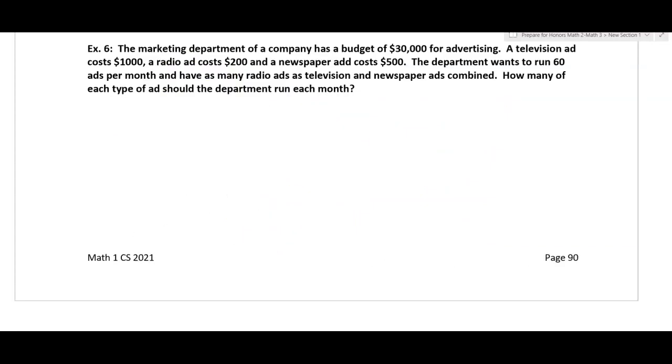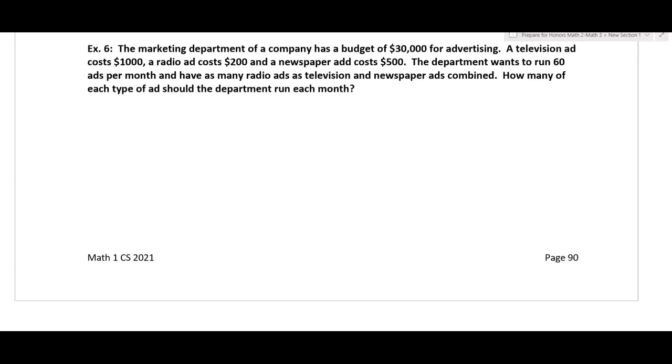So for this last problem, I'm going to basically tell you the setup and then the solution, because I think by now you should be able to go through the solving process. But it says the marketing department of a company has a budget of $30,000 for advertising. A television ad costs $1,000, radio costs $200, newspaper ad costs $500. The department wants to run 60 ads per month and have as many radio ads as television and newspapers combined.